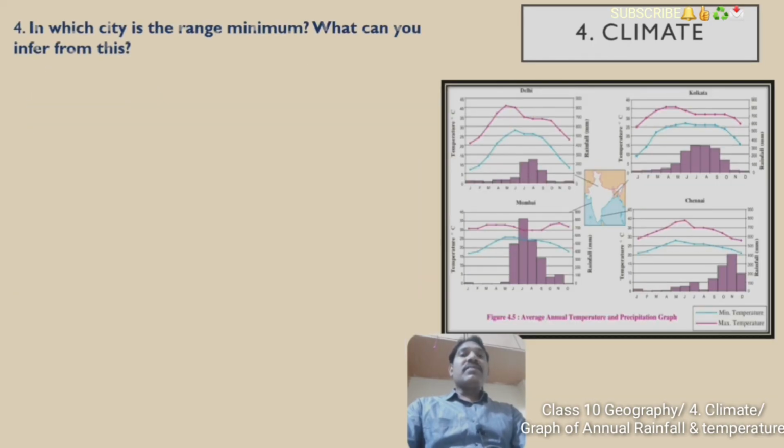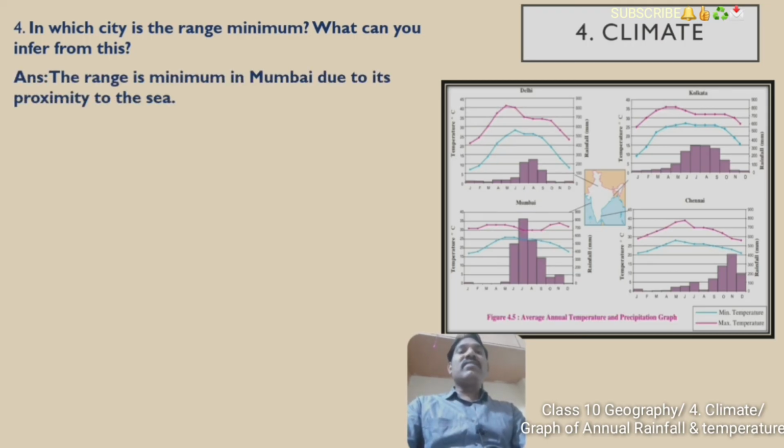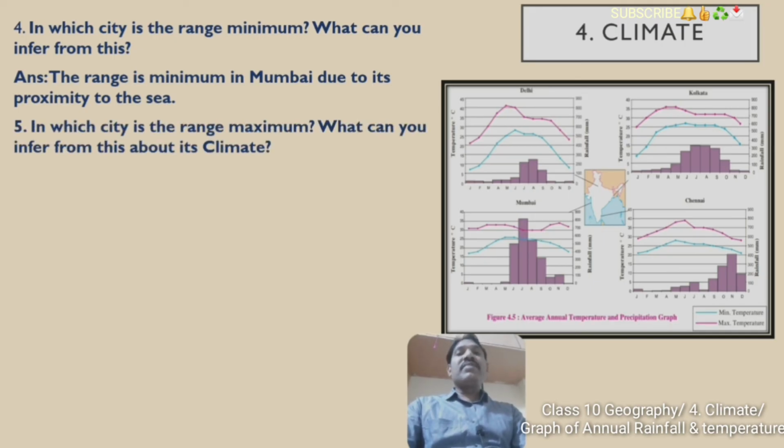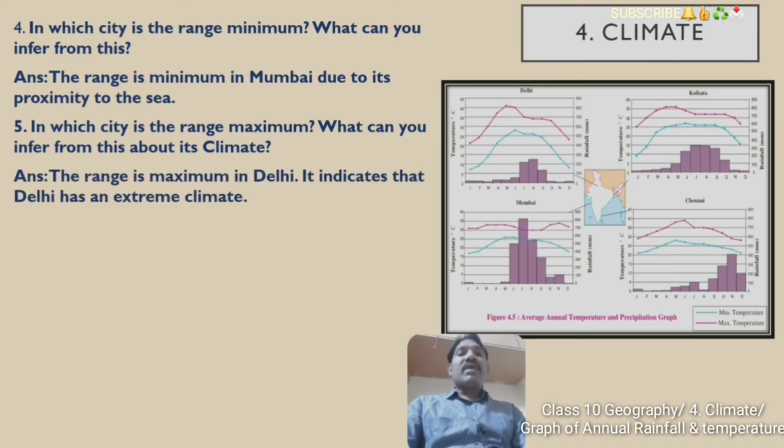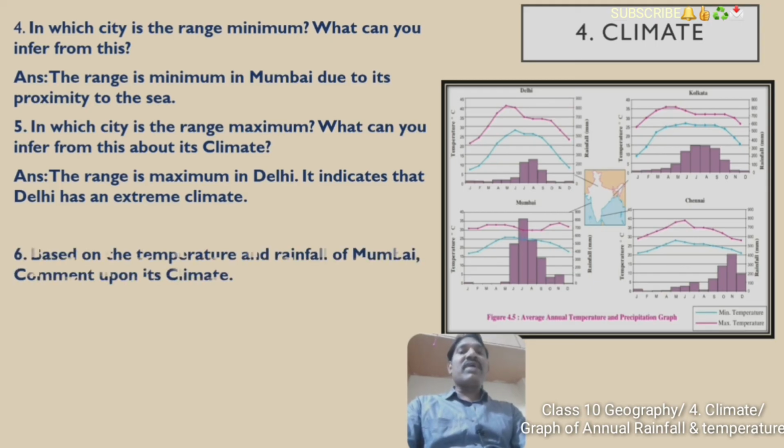Now students, the next question, in which city is the range minimum? What can you infer from this? The answer is, the range is minimum in Mumbai due to its proximity to the sea. Fifth question, in which city is the range maximum? What can you infer from this about its climate? The answer is, the range is maximum in Delhi. It indicates that Delhi has an extreme climate.